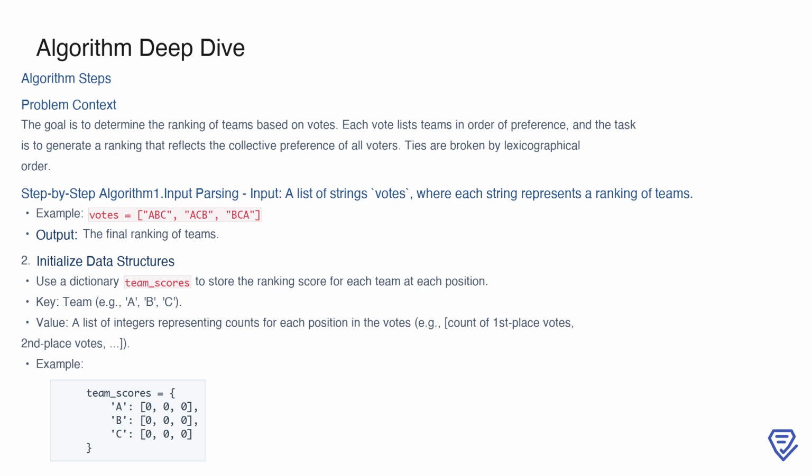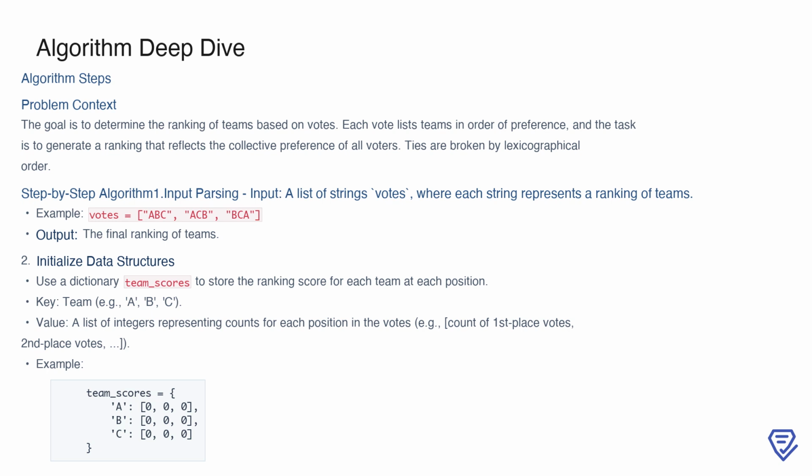Each vote is a string representing the preference order of teams. Our task is to combine these votes to produce a single ranking that reflects the collective preference. If there's a tie in the rankings, we break it using lexicographical order. The algorithm begins with input parsing, where we take the list of vote strings and identify the unique teams and their positions within each vote.